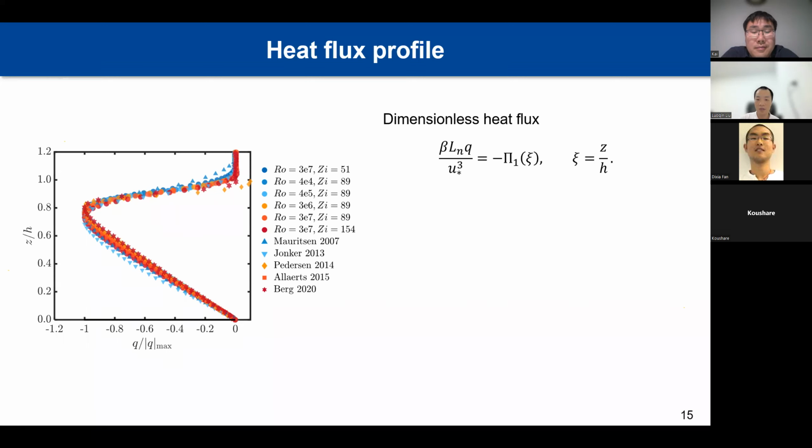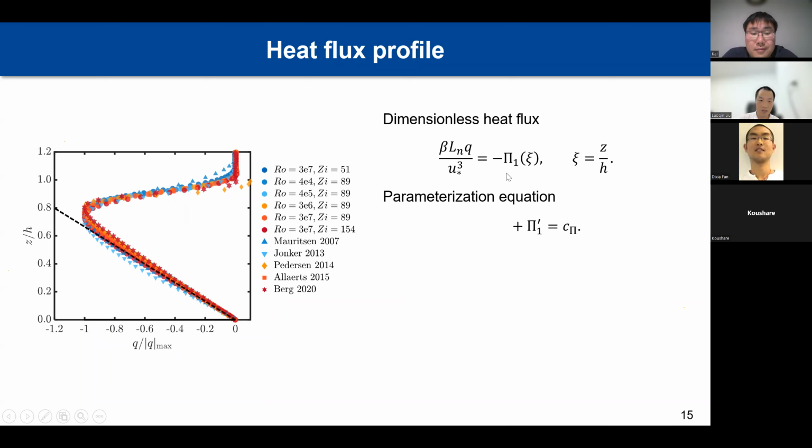So how can we do this? First, based on dimensional analysis, we noticed that the heat flux, when normalized by Ln, the external stability length scale, and the friction velocity U star, where beta is a buoyancy parameter, should only be a function of the normalized coordinate. Okay, but how can we determine the expression for this one, like a pi1?